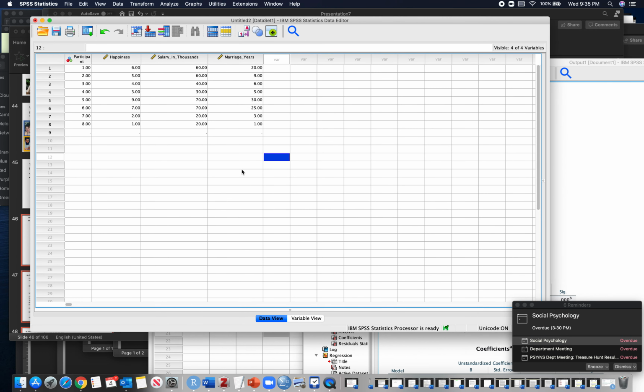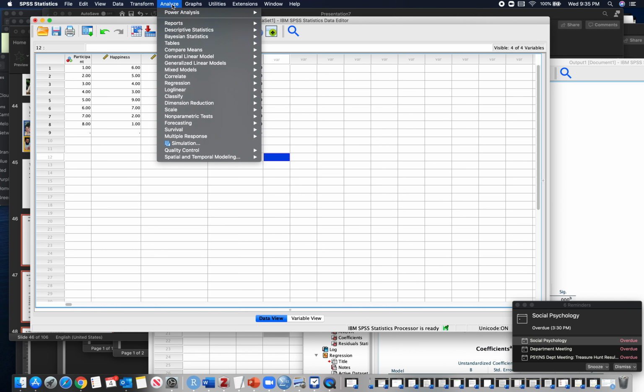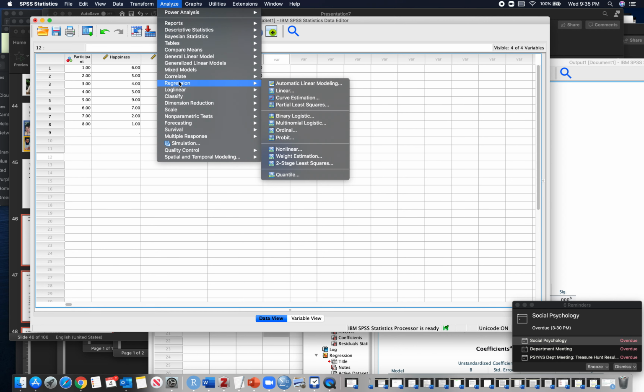All right, so we entered our data, one row per participant. This is the data from the class example, so I'm just showing you how to get there. And I want to find that purified effect of salary on happiness after removing marriage from the equation. So I'm going to hit analyze, regression, linear.